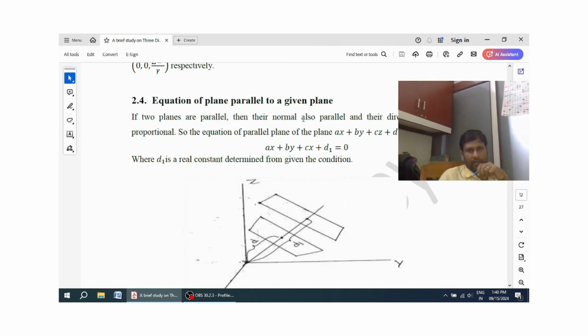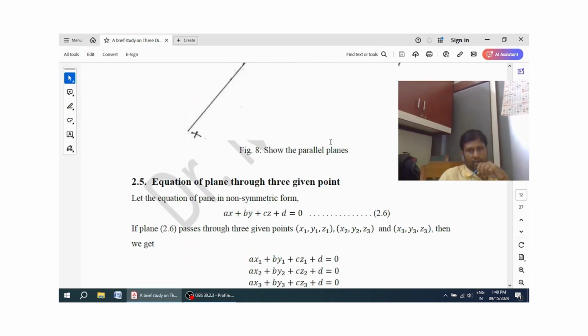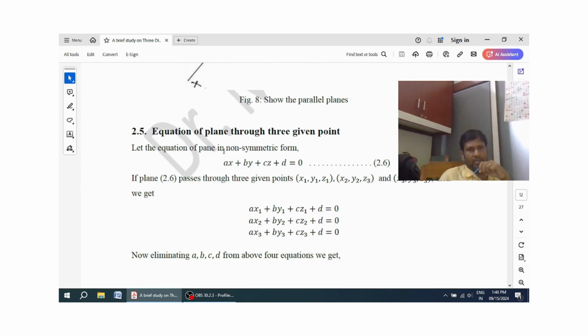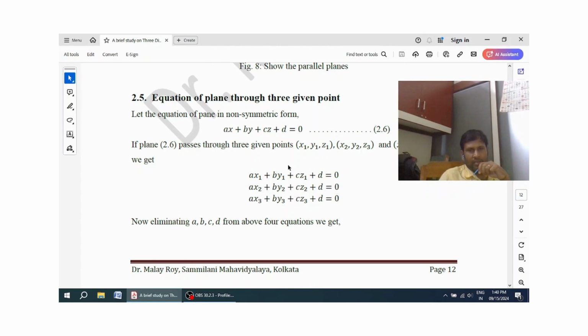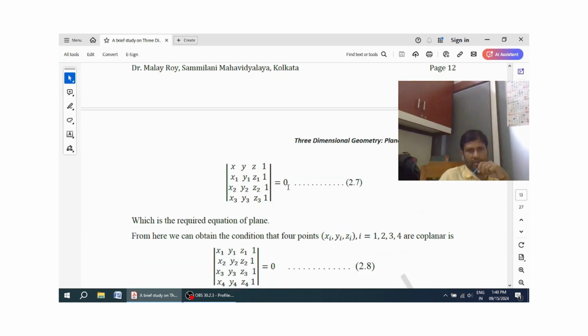The equation of a plane parallel to a given plane can be obtained by taking a different constant, like on the straight line. So if you want to understand the plane in 3 dimensions, you must have the idea about the straight line in 2 dimensions. This is an article on the equation of a plane through 3 given points. If 3 points are given, then we can find the equation of the plane using these 4 equations, and eliminating A, B, C, D we get this determinant. This determinant will represent the equation of the plane passing through 3 points.